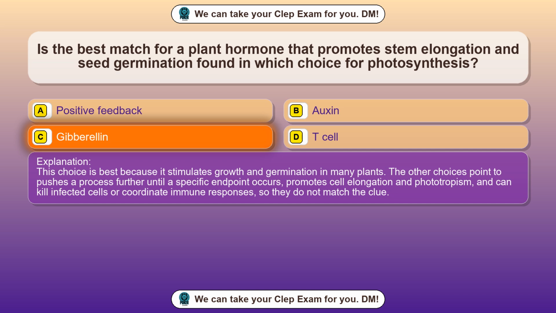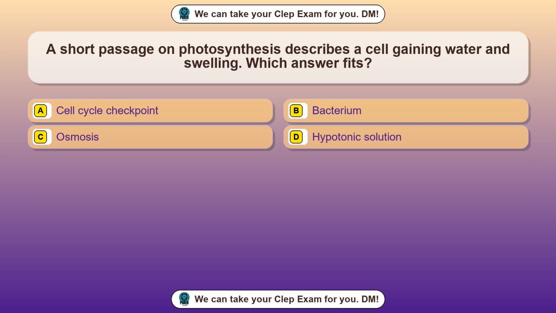This choice is best because it stimulates growth and germination in many plants. The other choices point to pushes a process further until a specific endpoint occurs, promotes cell elongation and phototropism, and can kill infected cells or coordinate immune responses, so they do not match the clue. Question 51. A short passage on photosynthesis describes a cell gaining water and swelling. Which answer fits? Option A, cell cycle checkpoint. Option B, bacterium. Option C, osmosis. Option D, hypotonic solution. The correct answer is option D, hypotonic solution.